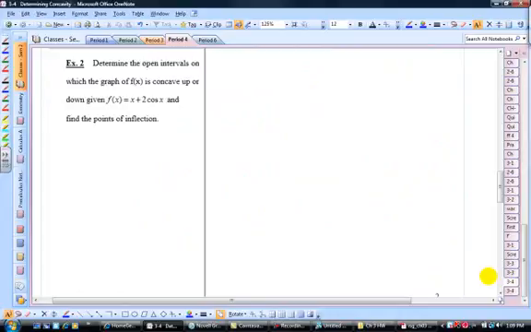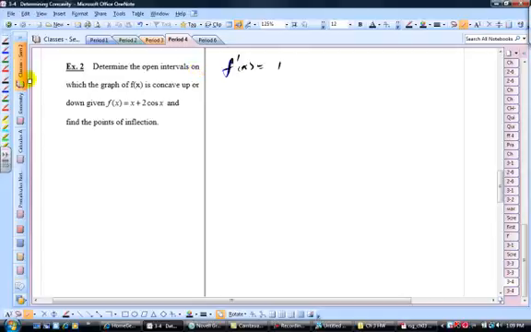Okay, let's continue here. We want to figure out where it's concave up and down, given the function x plus 2 cosine x. We need to first take a derivative, f prime, and we get 1 plus, well, it's going to be minus in just a minute. The derivative of cosine is negative sine, so let me fix that: 1 minus 2 sine x.